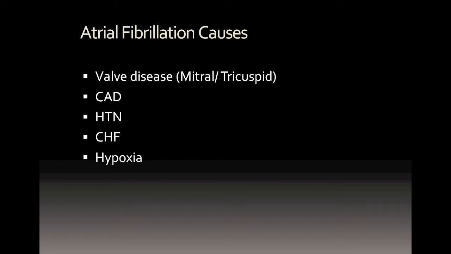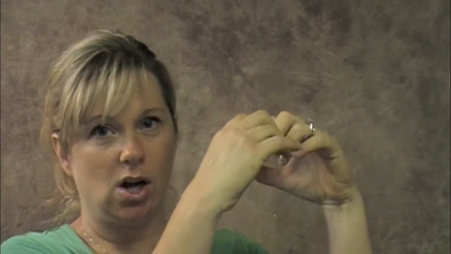Causes of atrial fibrillation, I just listed a few. Hypoxia is also on that list. CHF, coronary artery disease, especially mitral or tricuspid valvular issues, and hypertension. Now, why do valvular issues cause atrial fibrillation? Well, what happens is when the blood in the atrium is trying to push through a stenotic mitral valve, it's trying to push and it's trying to open that stiff valve, that atrium is working hard to do that.